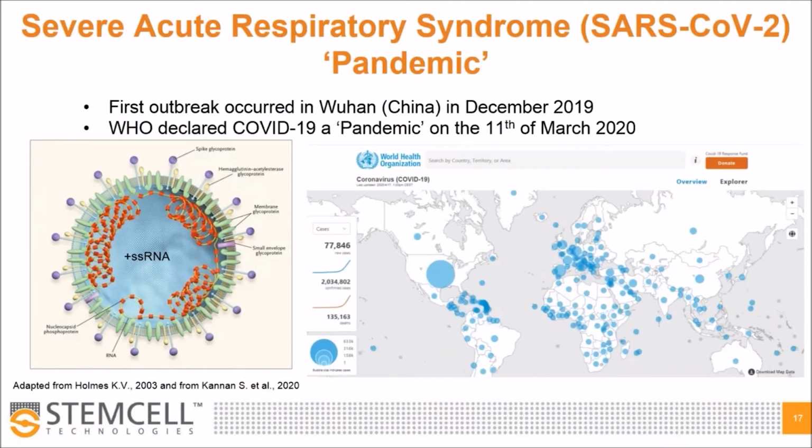As you know, last December, the first outbreak of SARS-CoV-2 occurred in Wuhan, China. And the World Health Organization declared COVID-19 a pandemic on the 11th of March 2020.